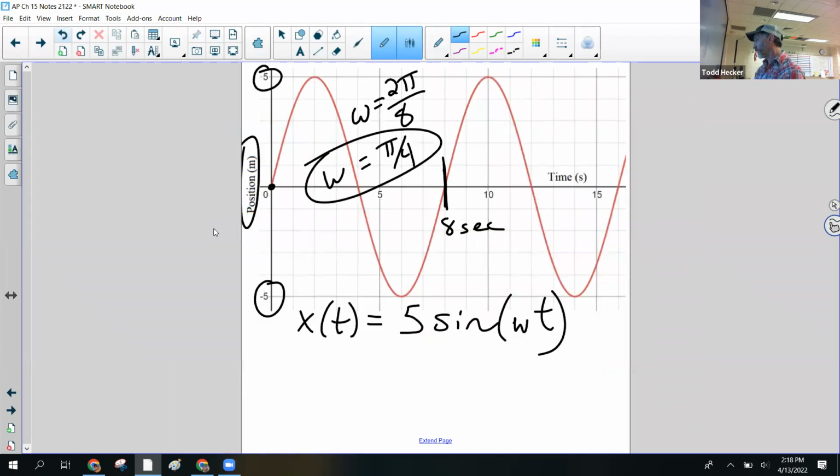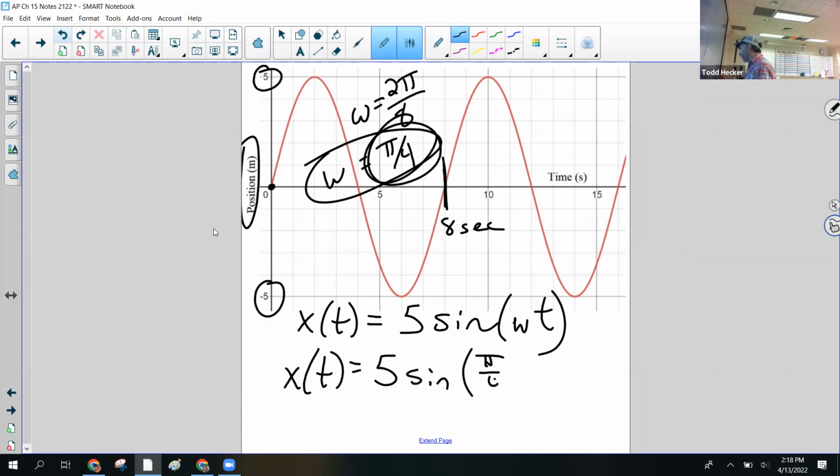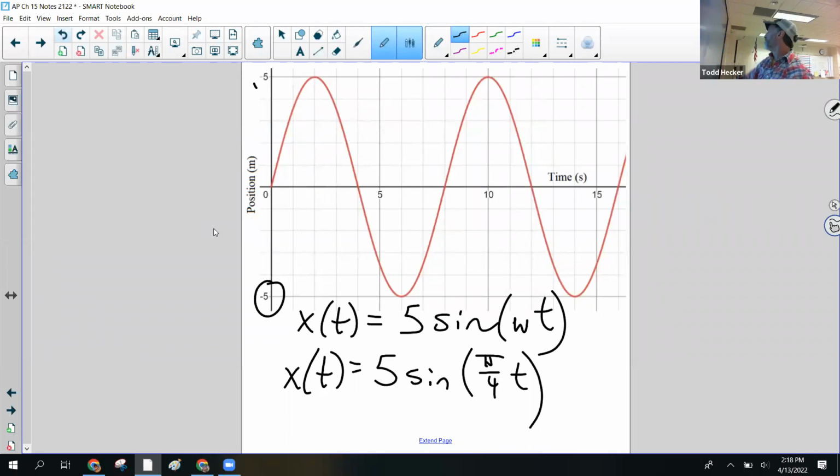So my actual function is going to be position at time t, which is 5 times the sine of pi over 4 times t. And here's where this will all come together. Hopefully this will help you make some sense of the angular frequency thing. Check it out. If I put 8 back into this equation, then pi over 4 times 8 is 2 pi. And the sine of 2 pi is 0 again, and that gets me back through my full cycle. So that is how you can take a position-time graph and write an equation for the function.